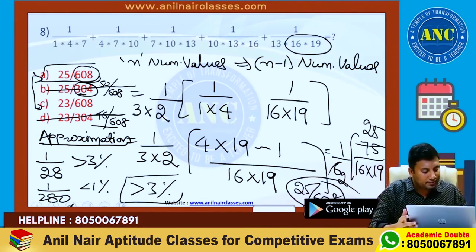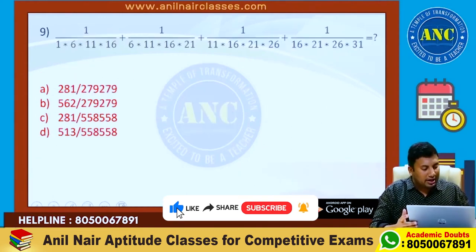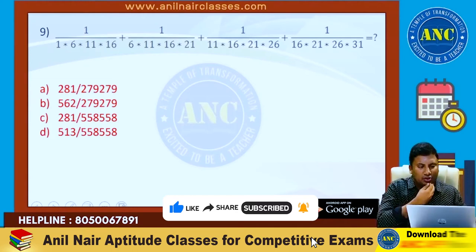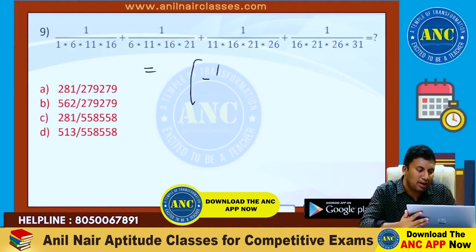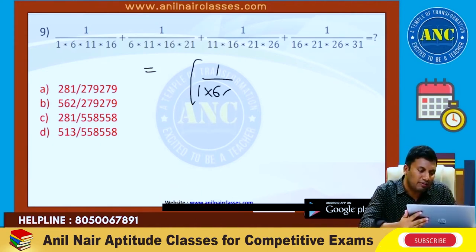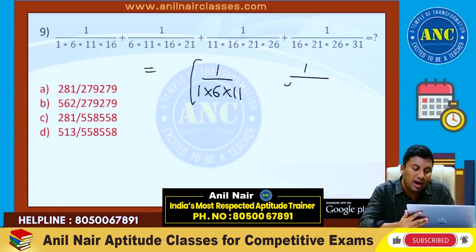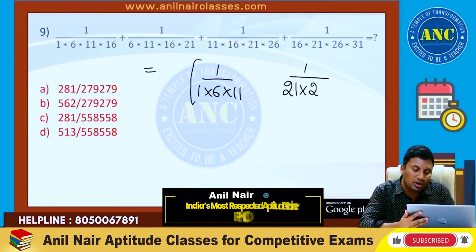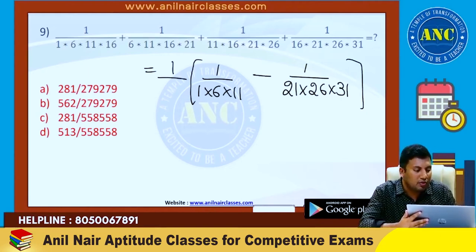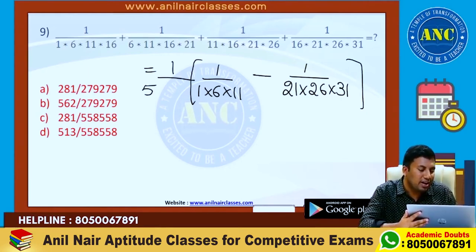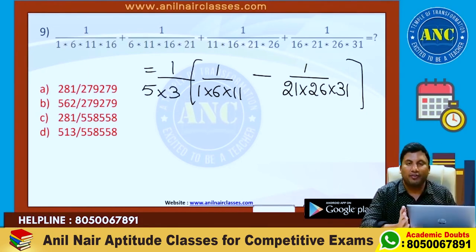Next question. I hope this idea is clear. Now next question. 1/1 × 6 × 11 + 1/6 × 11 × 16 + 1/11 × 16 × 21 and so on up to. So the answer is nothing but, 4 numerical values are there. Write down the first 3 numerical values and write down the last 3 numerical values. 1/5, 4 numerical values will become 3.